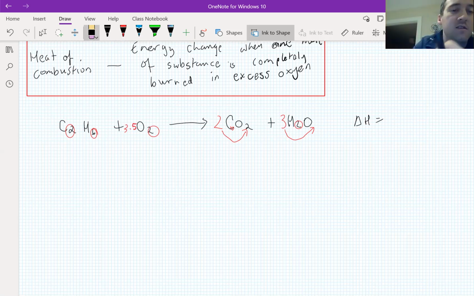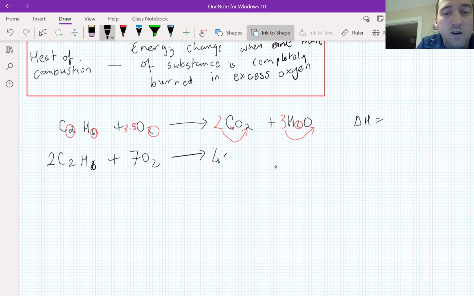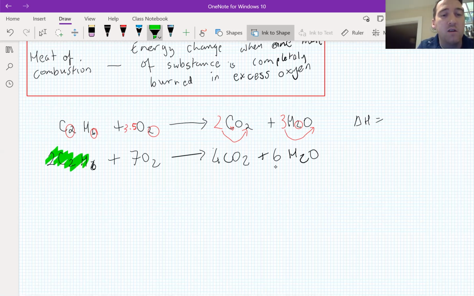This would also be balanced, guys. Sometimes when we're writing equations and we're not talking about heats of reaction, we would often do this, where I double everything like this. 2 C2H6 plus 7 O2 gives you 4 CO2s plus 6 H2Os. That is also a balanced equation. All the atoms will be accounted for on the left and the right. It's balanced, but it's not balanced to show me a heat of combustion because I'm burning 2 moles of the fuel now, and that's not what I want.